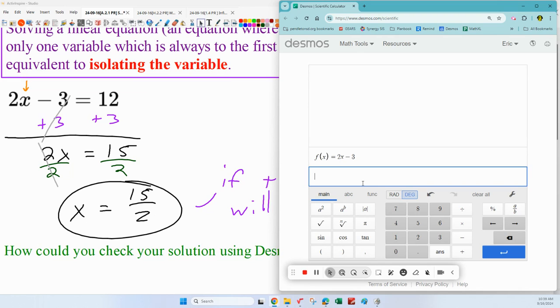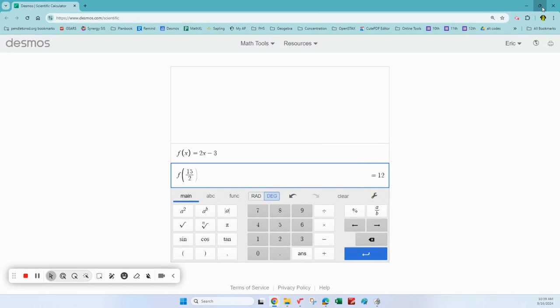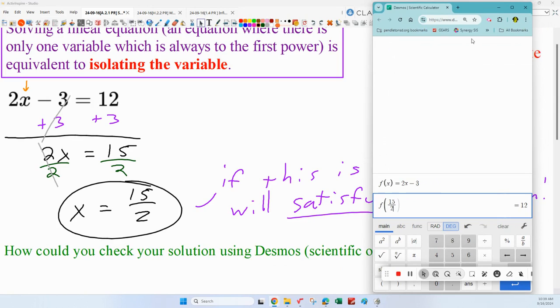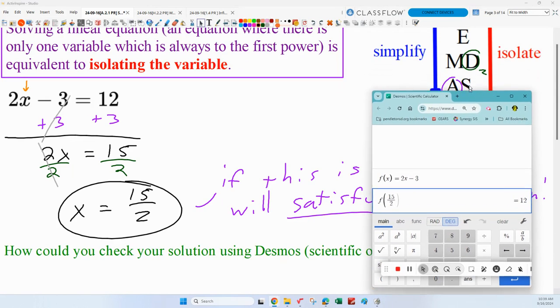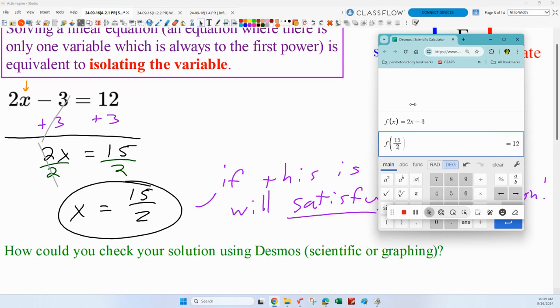That's it. So if we want to plug in 15 halves, we would just do f of, and in the parentheses, instead of x, we're going to substitute the number, 15 halves, and look what it does. What's it tell me? Whoops, what's the output there? Look at that, I plugged that in, and over on the right side it said it equals 12. So it's telling me that when I plug 15 halves into the left side of the equation, I get 12. Well, that works, doesn't it? Because the right side is 12.